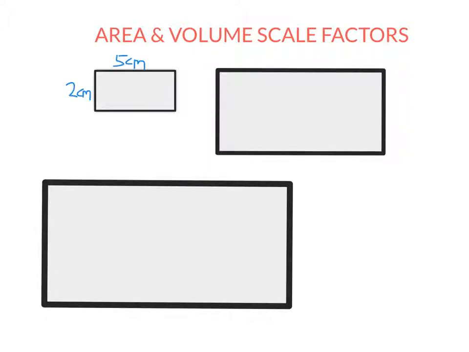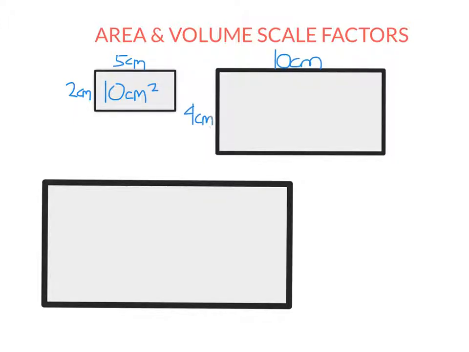So let's say this first rectangle is 5 centimeters by 2 centimeters, and no surprise, its area is just 5 times 2, 10 centimeters squared. So let's look at the one to its right. So let's double the length of each side. So what will happen to the area? Will its area also double? Well, this side would become 10 centimeters, and this side 4 centimeters.